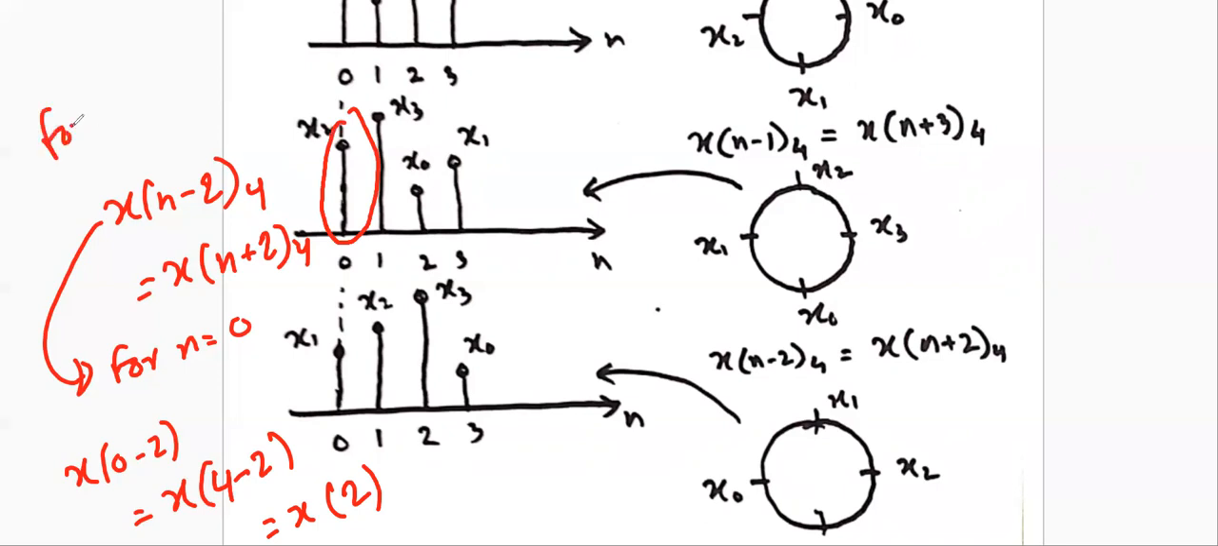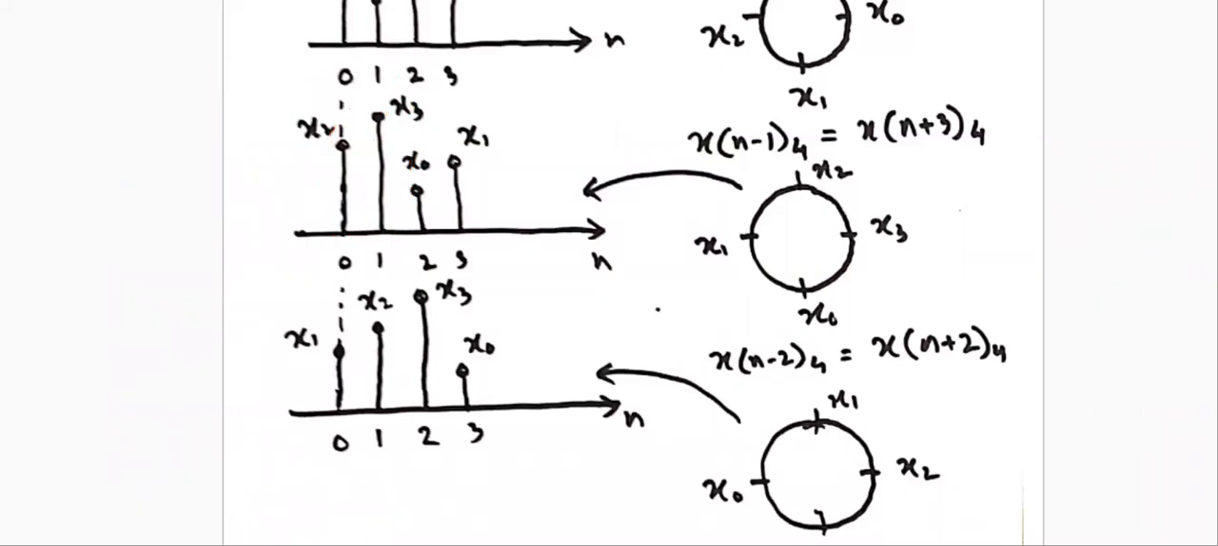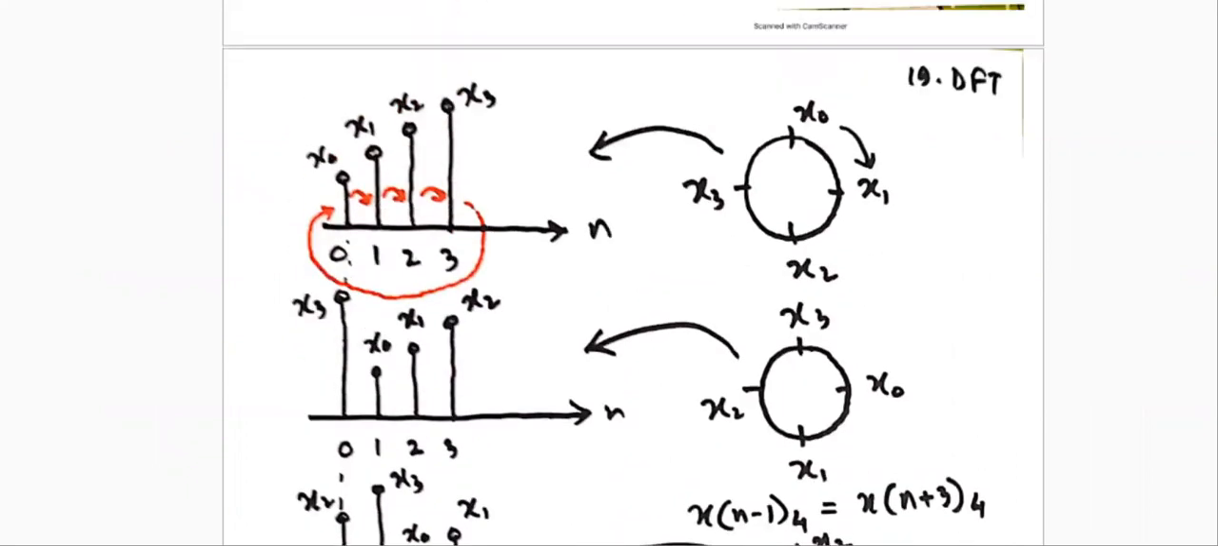Similarly, for n equals 1, you will find x(1 minus 2), which gives x minus 1. Whenever you have x minus 1, it can be replaced as 4 minus 1, that is x3. And you can find that, yes, x3 actually comes to this point. So it's very simple. You can just follow this process, but you need to understand what physically happens.